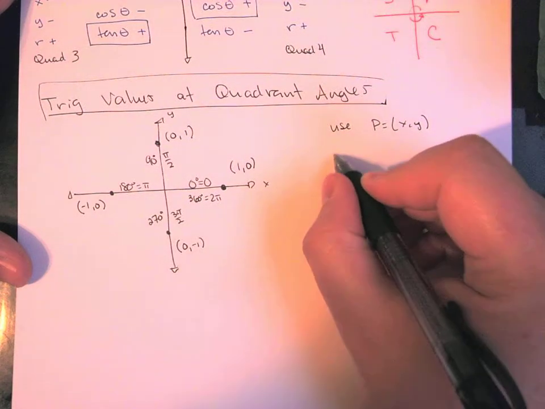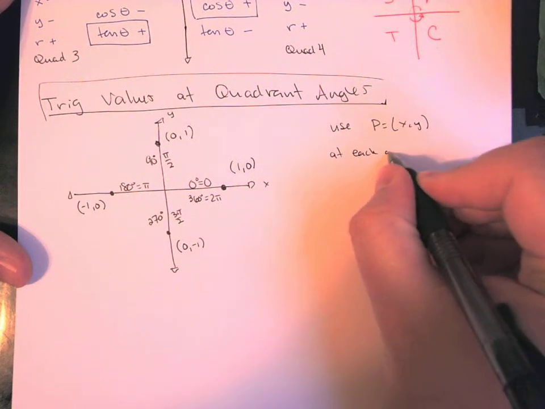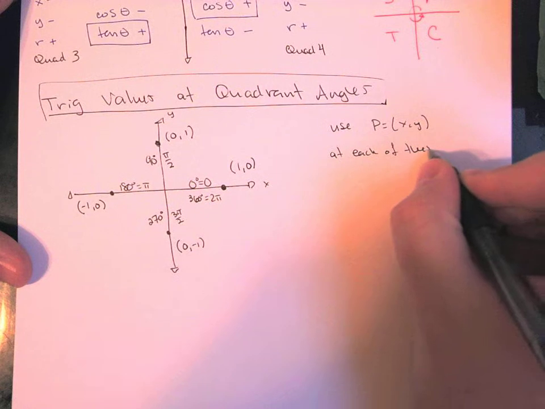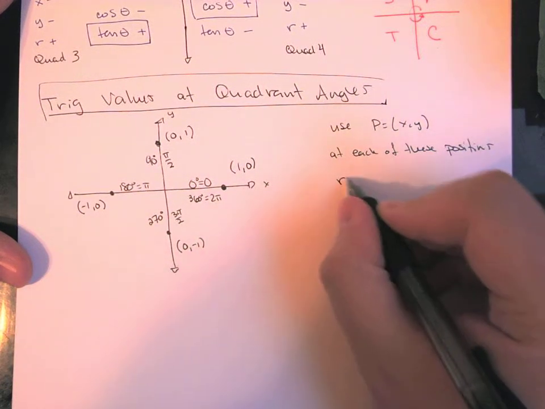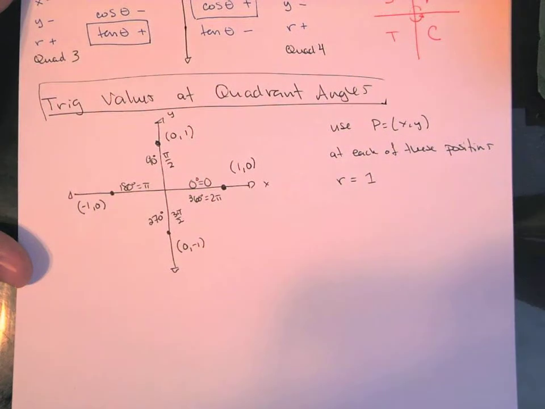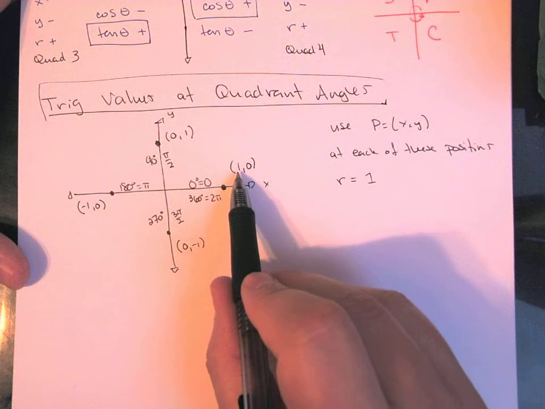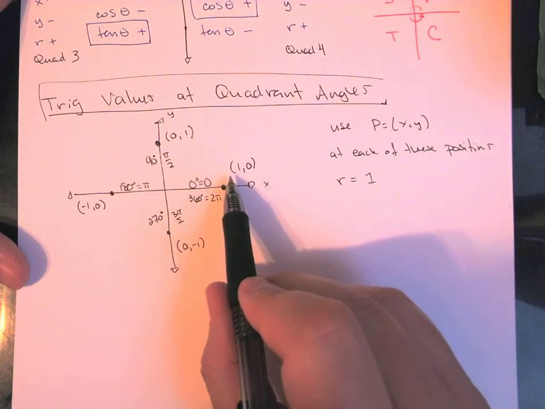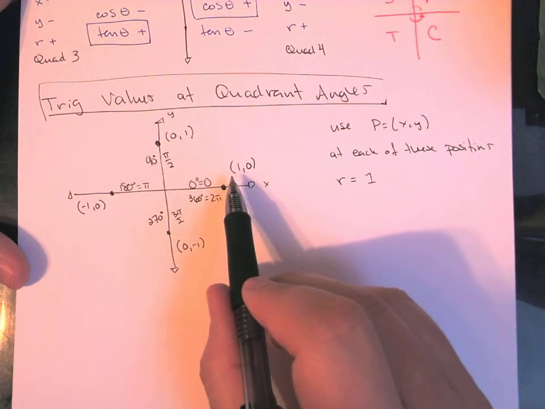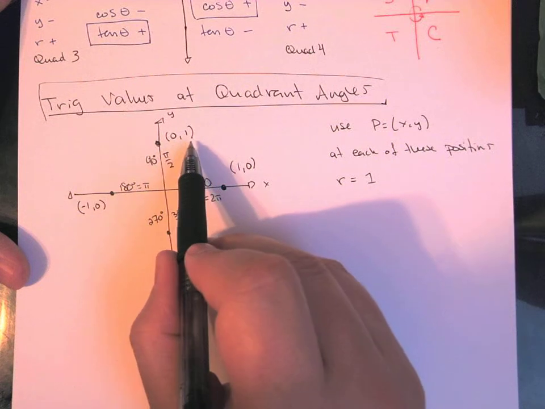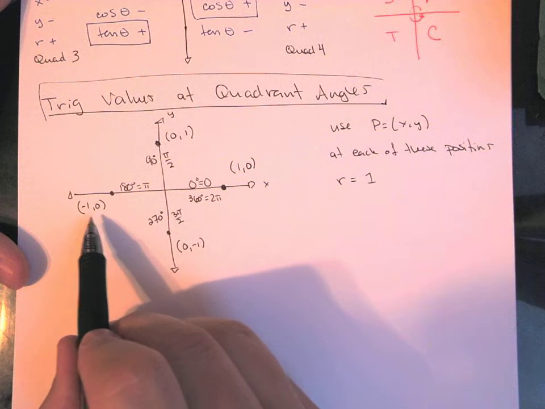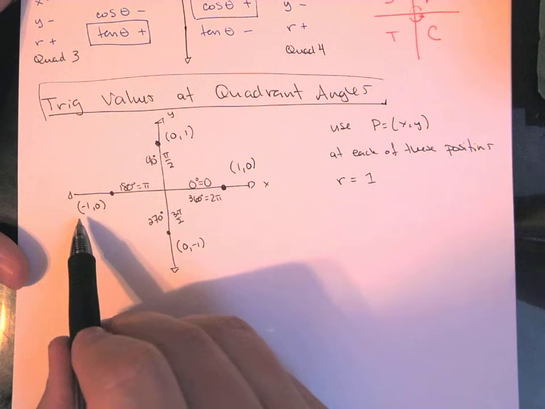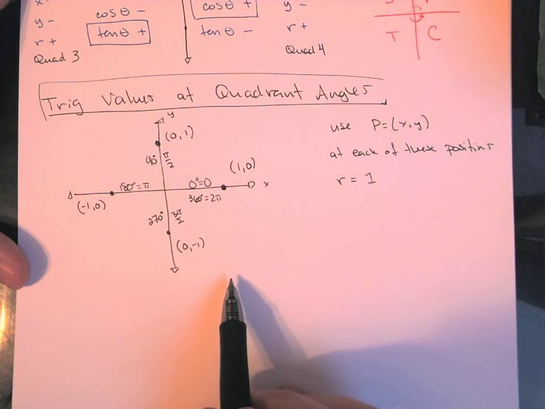What will happen at each of these positions, our radius is going to end up as 1, right? So if I do x is 1, y is 0, 1 squared plus 0 squared is 1, the root of 1 is 1. 0 squared plus 1 squared is 1, the root of 1 is 1. The negatives, right? Negative 1 squared is 1, plus 0 squared is 1, the root of 1 is 1, and so on and so forth.